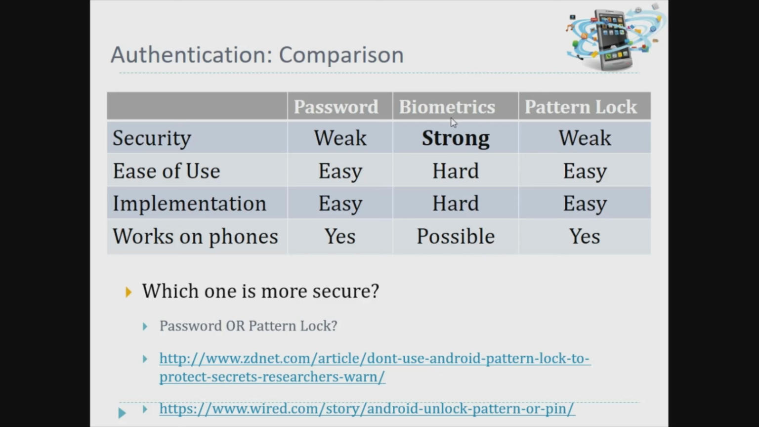Okay, biometric. This one is quite strong. Ease of use is quite hard. Implementation is hard. It must depend on the phone features itself. Works on the phone, possible if the phone has the hardware modules that we need. Okay, pattern lock: weak, easy, and yes. So actually the pattern lock and the password are quite similar, but we can also combine them to make a hybrid authentication, by combining password with biometric, or pattern lock with password, to make it more secure.